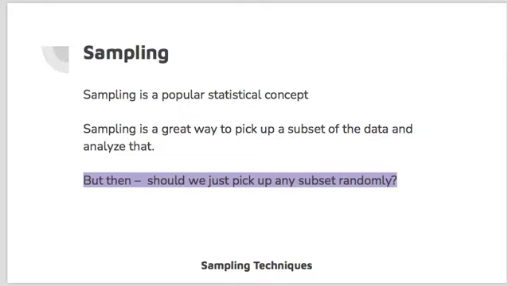So to overcome this set of problems, what is the solution? The great way is to pick up a subset of the data and analyze that. Now it should be a good representation of the entire data set. That is what is important in sampling.